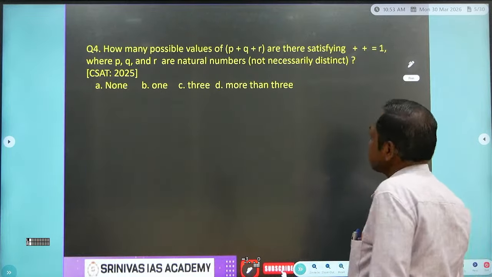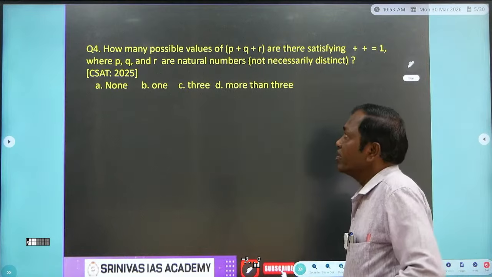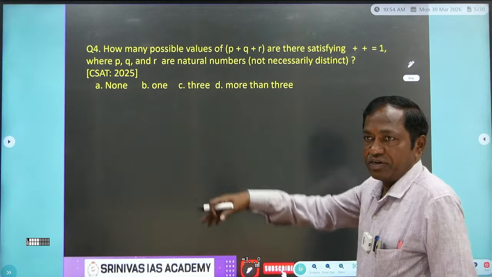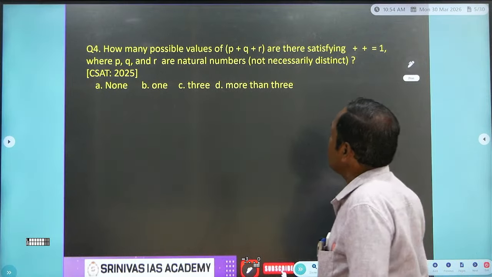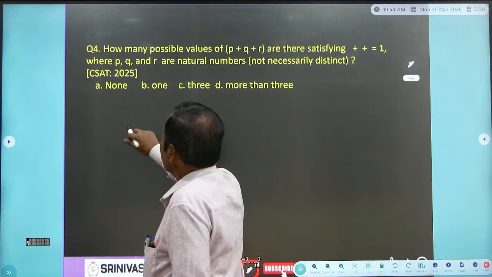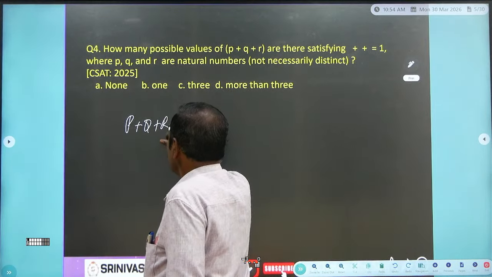Right, next, question number 4. Again it's a 25. See that, all the latest questions I have taken. How many possible values of P plus Q plus R?